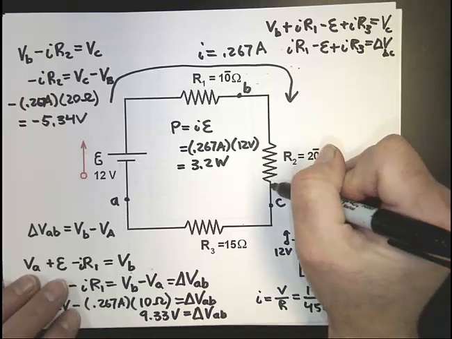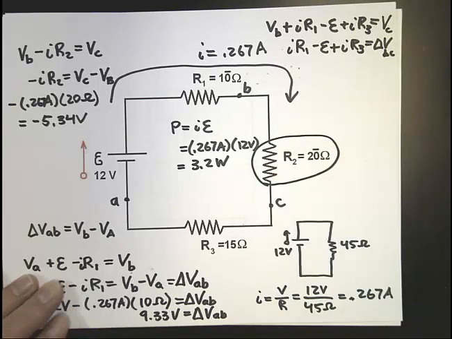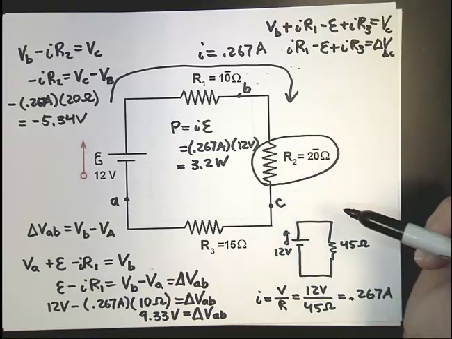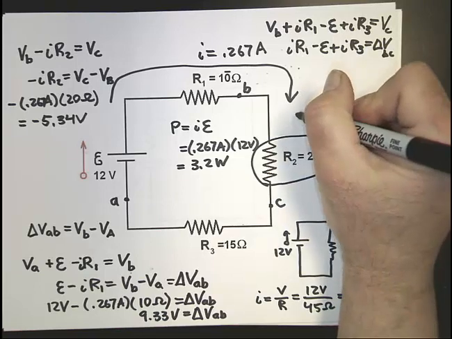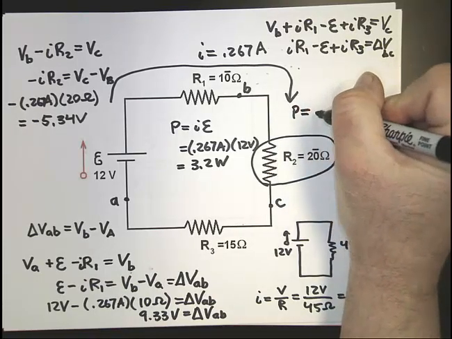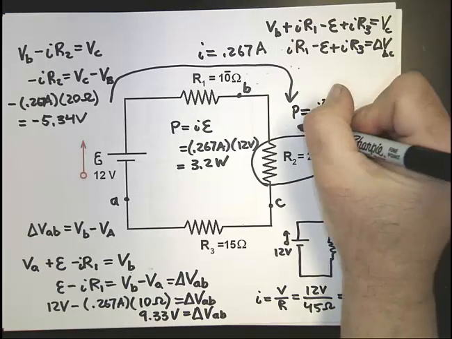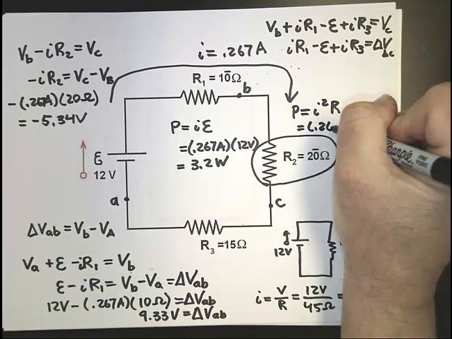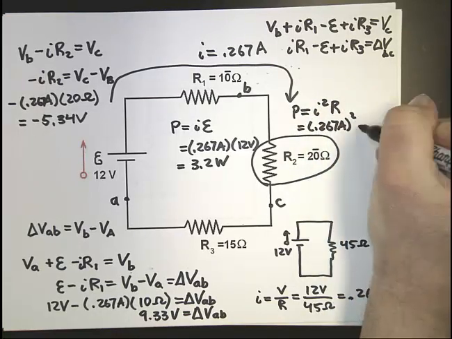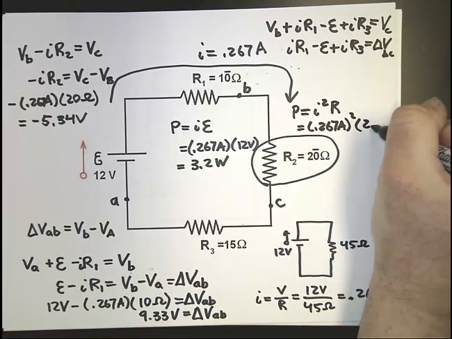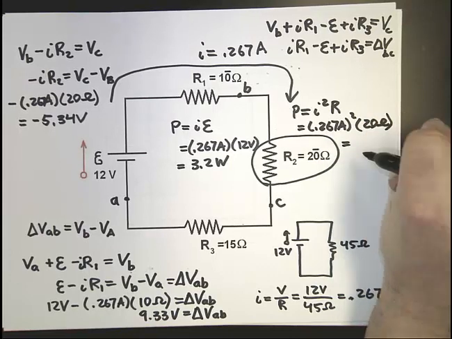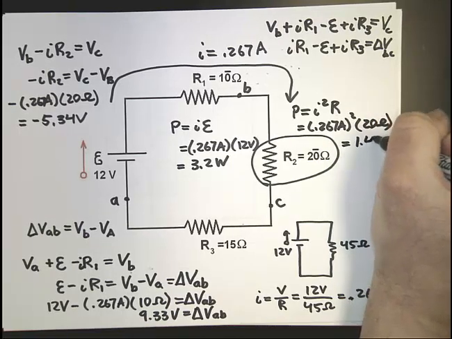At what rate does this guy turn electrical energy into heat? Okay, we know the resistance, we know the current. So one way to do it is to say P equals I squared R. So we know the current is 0.267 amps. Square it, multiply it by 20 ohms. We get 1.4 watts.